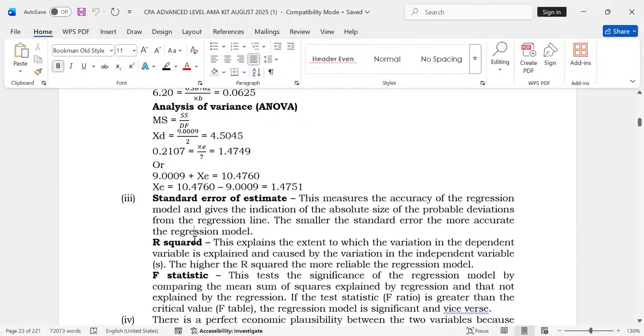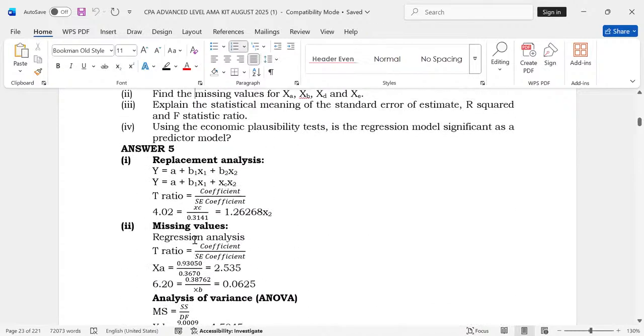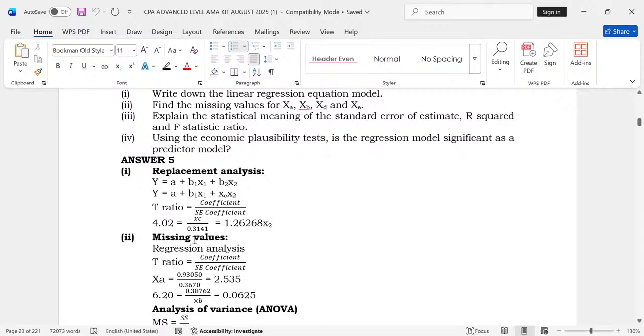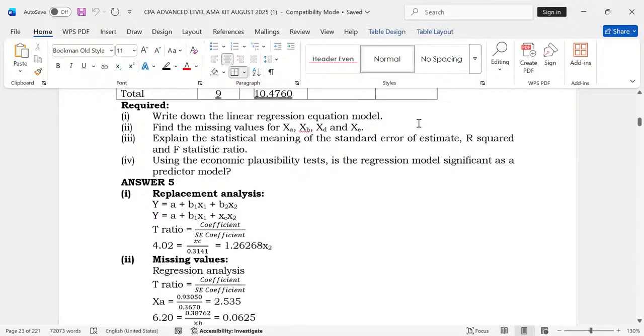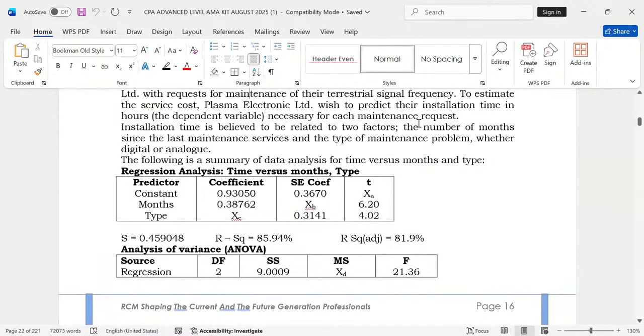So with your permission, ladies and gentlemen, allow me now to do the last part, where they want us to use economic plausibility test. Is the regression model significant as a predictor variable? Fortunately, we already have this model with us.